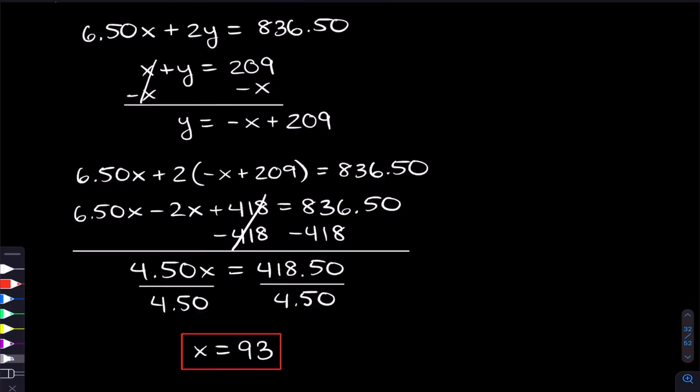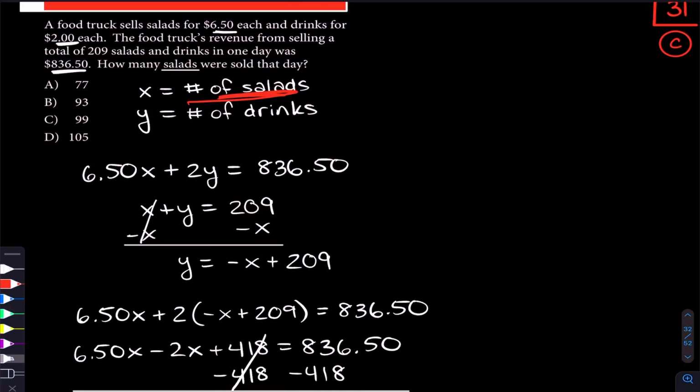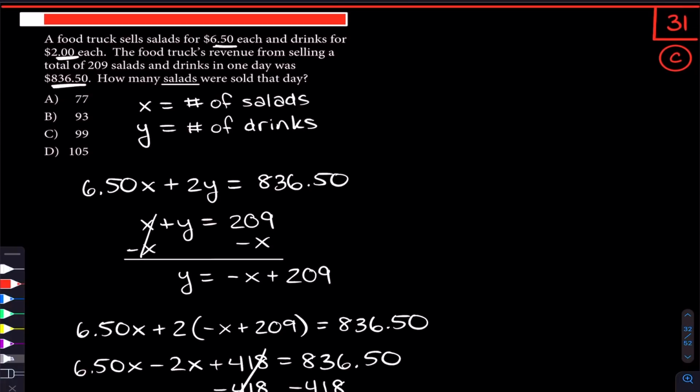But what is x? x is the number of salads that were sold that day, and that's exactly what we're asking for here. And so we can safely say that the answer to this problem is choice B.